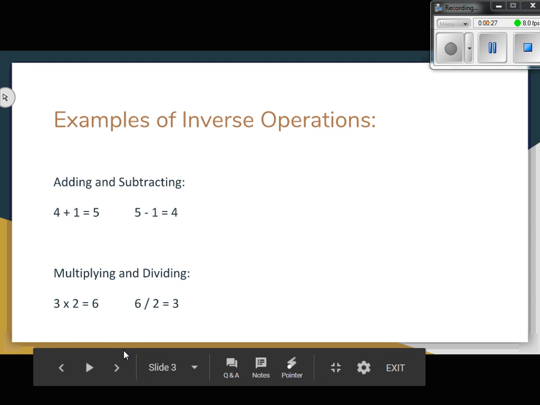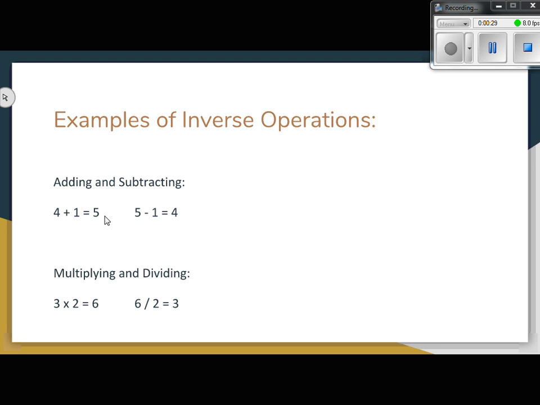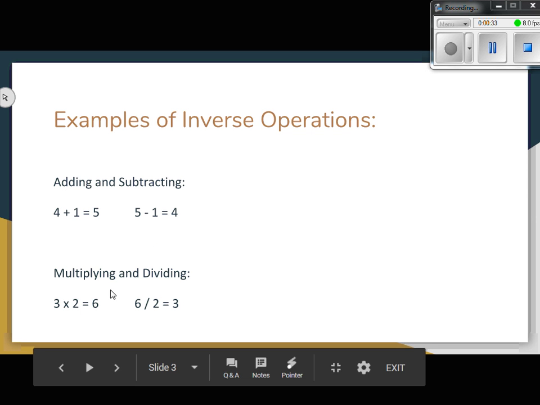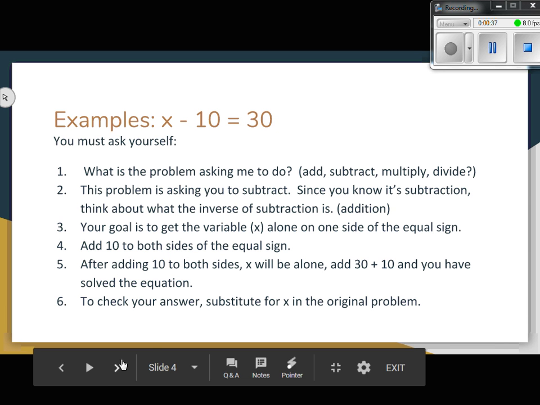Examples of inverse operations. So adding and subtracting, 4 plus 1 equals 5, 5 minus 1 equals 4. Multiplying and dividing, 3 times 2 equals 6, 6 divided by 2 equals 3.